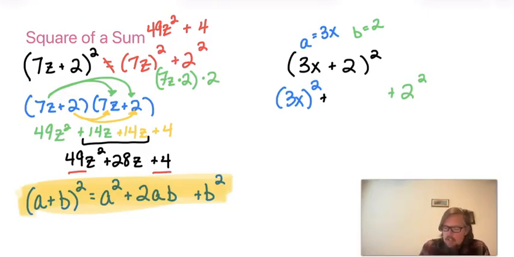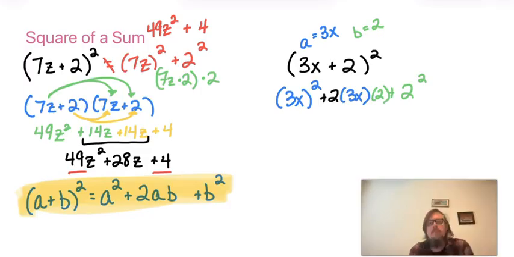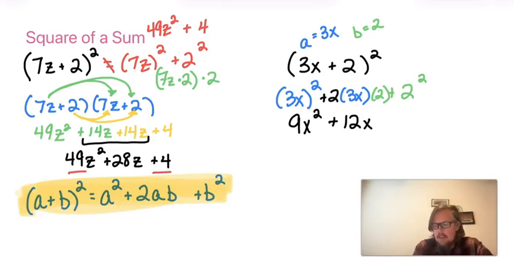And in the middle, we do plus our first term times our last term, doubled. First term times last term times 2. And this is our shortcut. So 3x squared is 9x squared. For the middle, 2 times 3x times 2, we do 2 times 3x, which is 6x, and 6x times 2 is 12x. And then on the end, 2 squared is 4. And there's our solution.